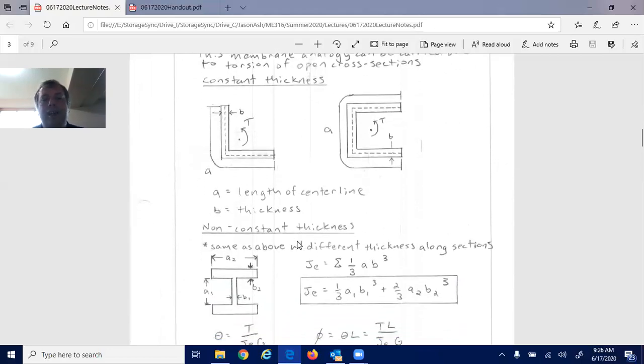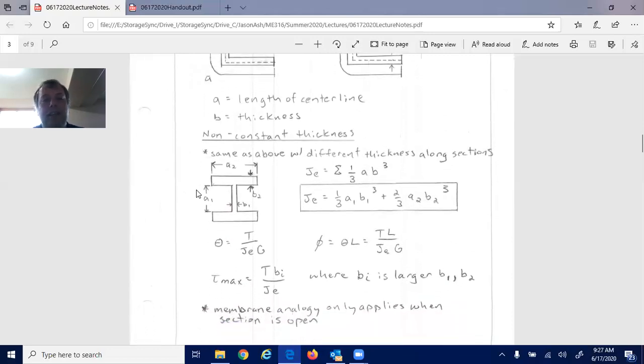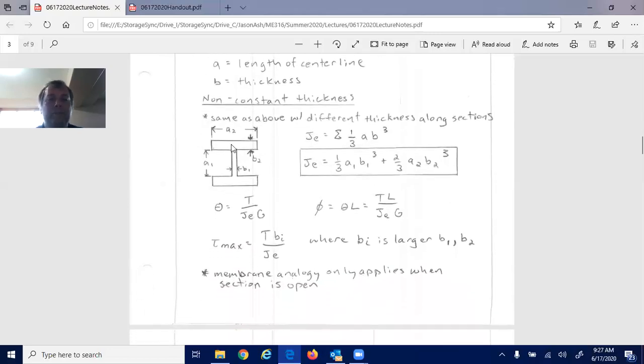If you're dealing with a non-constant thickness, an I-beam is also an open section. You process that the same way, but just look at the different thicknesses along the sections. And so I drew an I-beam here. The top and bottom are known as the flanges. The center portion is known as the web. But we have A2, B2 for the length and the thickness of the flanges, and A1 and B1, the length and thickness of the web.